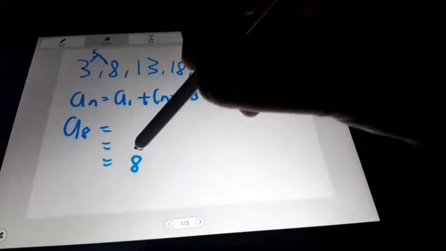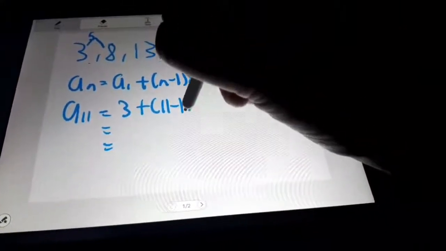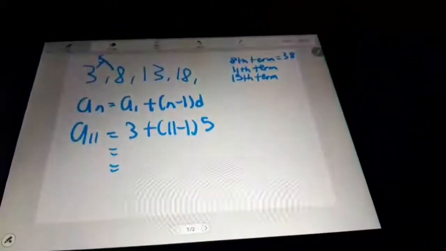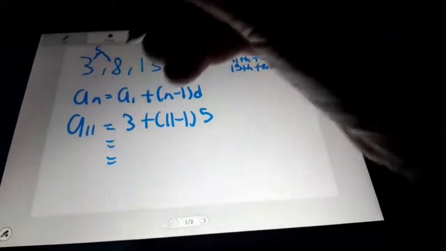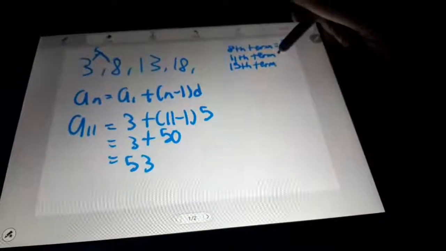Next naman po is 11. So again, 3 plus 11 minus 1 times 5. Nilagay po lang sa parenthesis para hindi malito. So, 11 minus 1 is 10, times 5, 50. So, 3 plus 50, 53 ang final sagot.